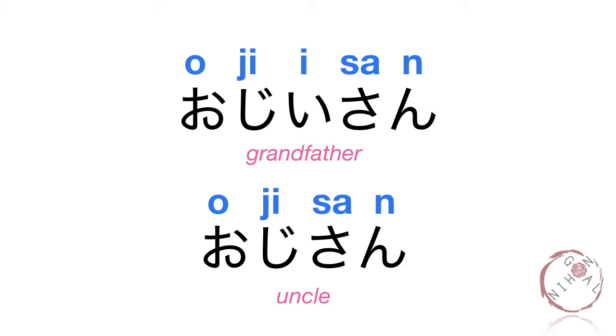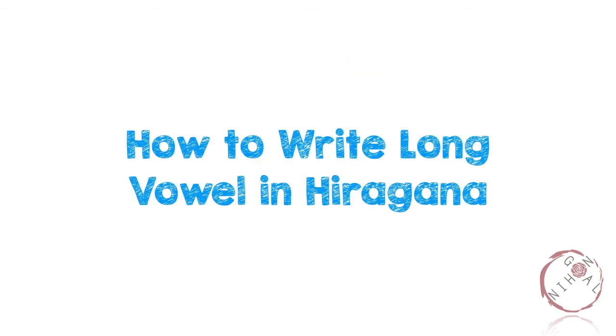Another example is the word おじいさん, which means grandfather, which sounds similar to おじさん, which means uncle. How to write long vowel in hiragana? Based from the examples, you might already know.